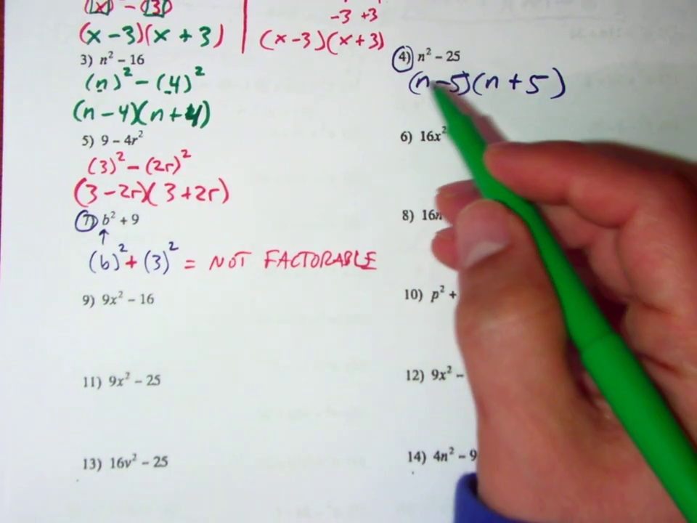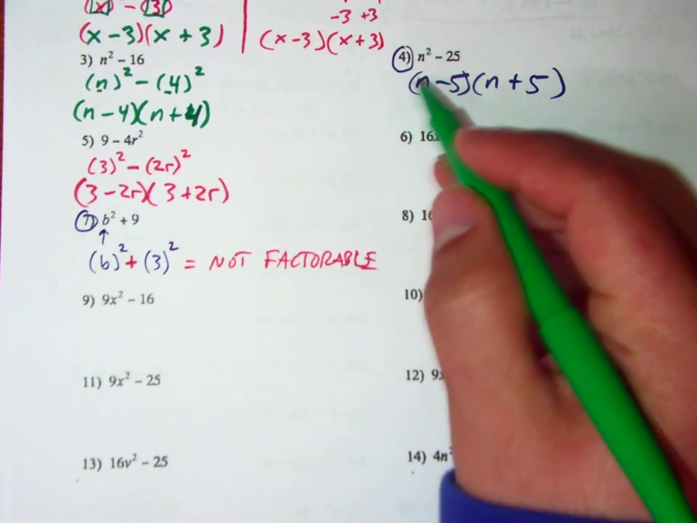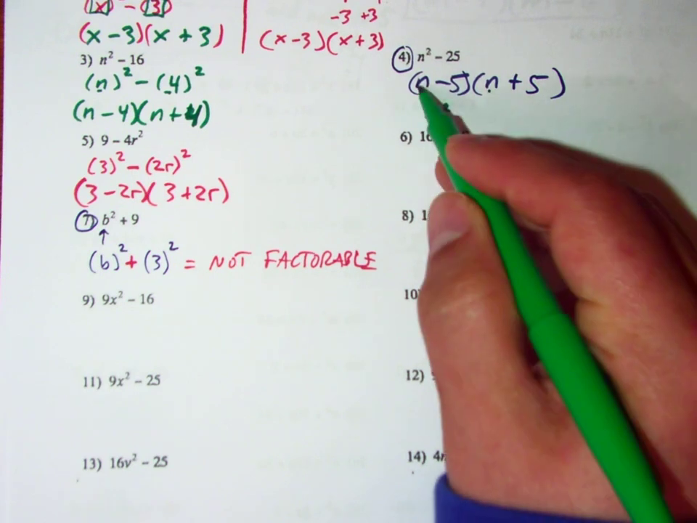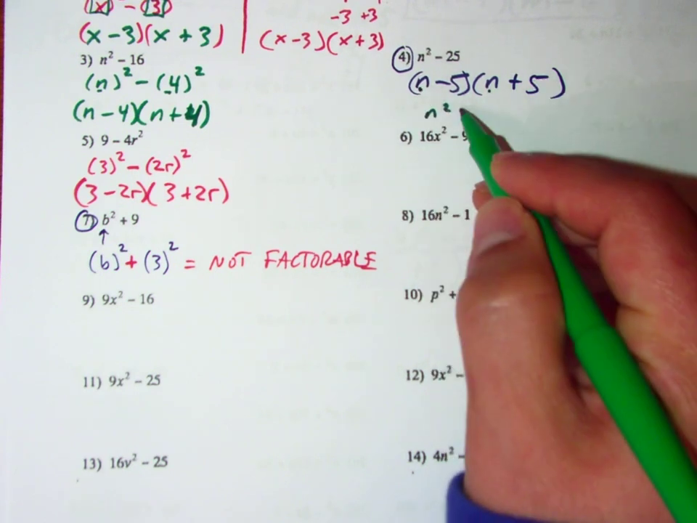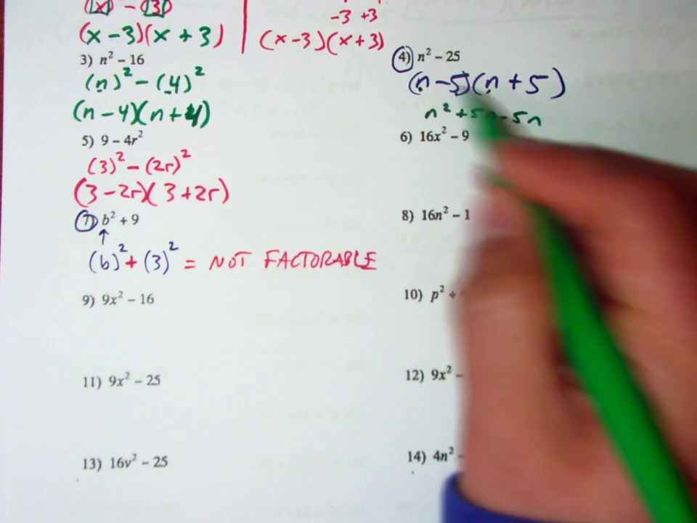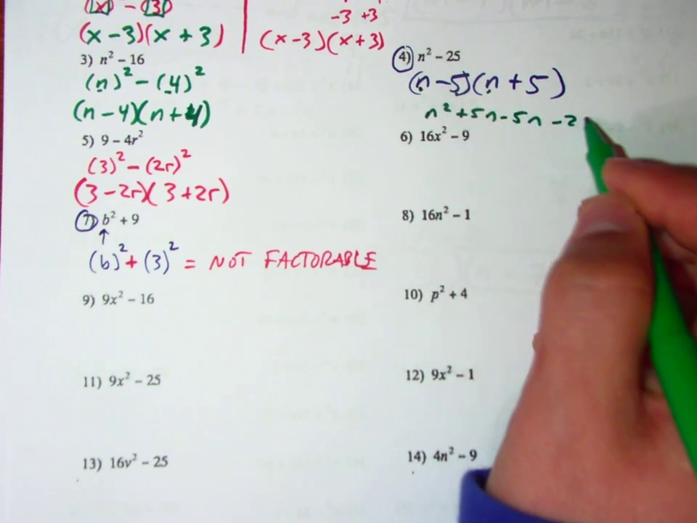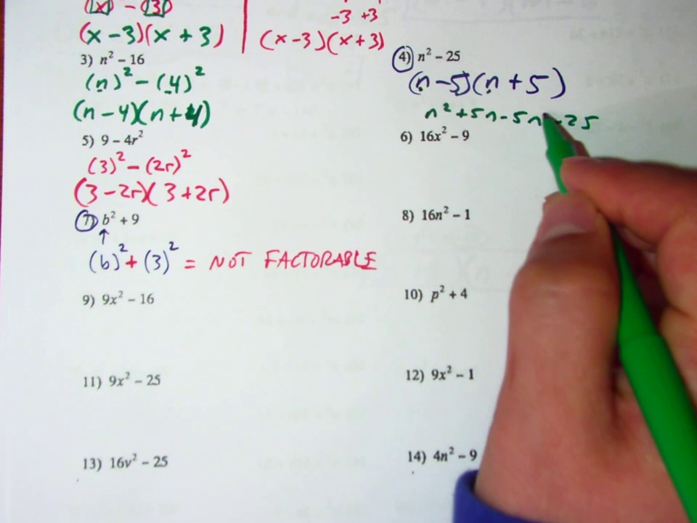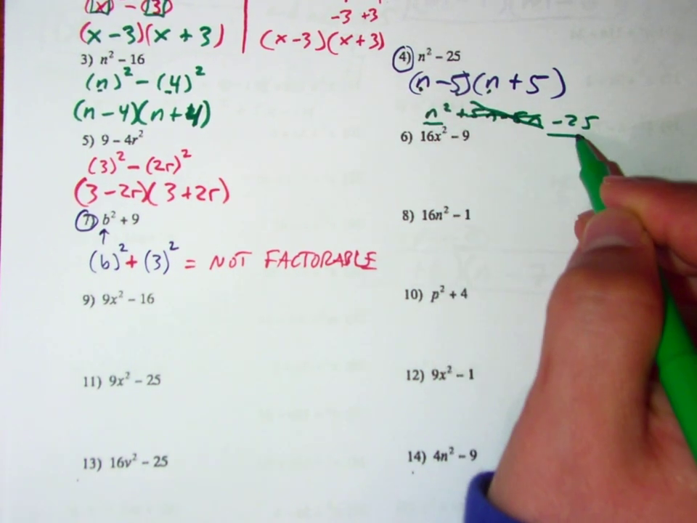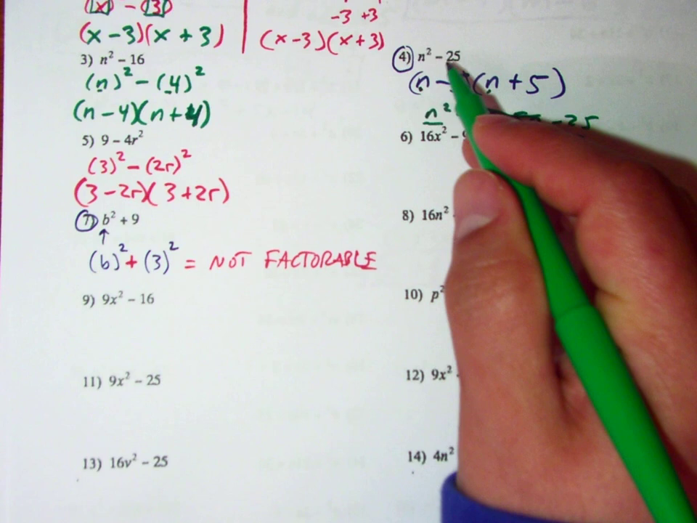For example, if I wanted to check number 4, n times n is n squared. n times positive 5 is 5n. Negative 5 times n is negative 5n. And then negative 5 times positive 5 is negative 25. And right there, you see the middle terms go away. And you're left with n squared minus 25, which is exactly what we started with.